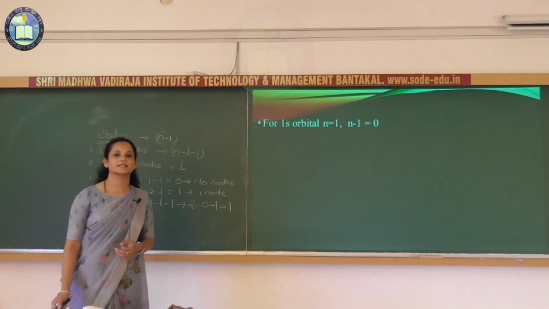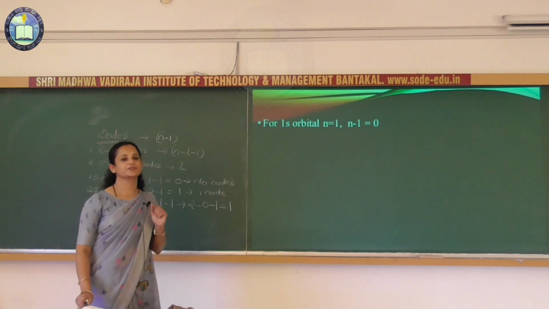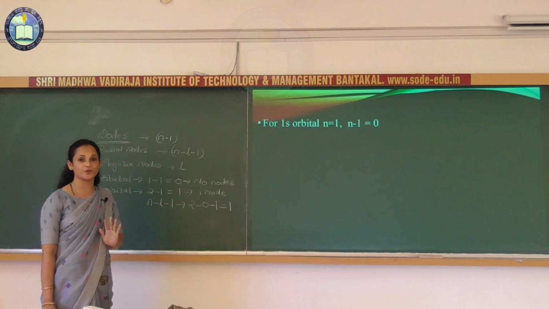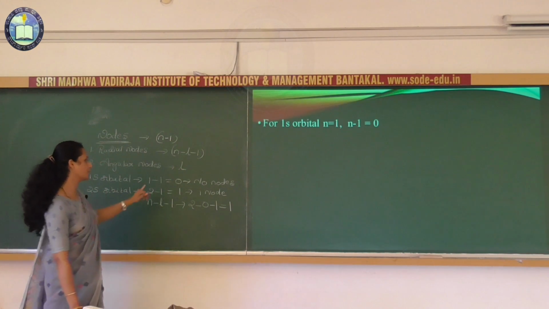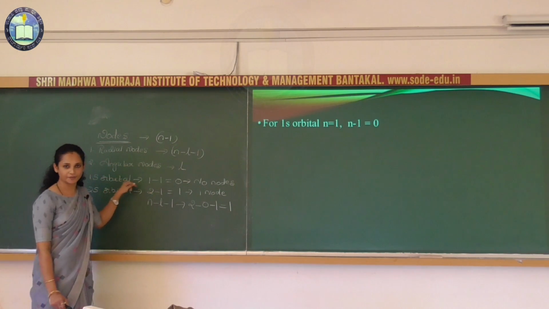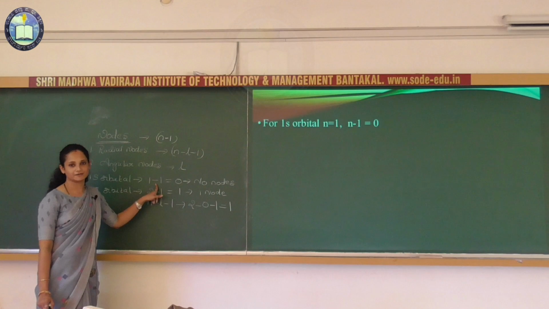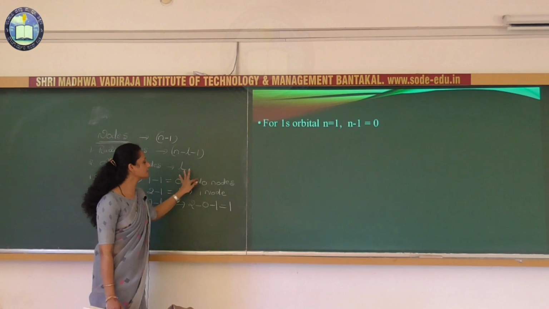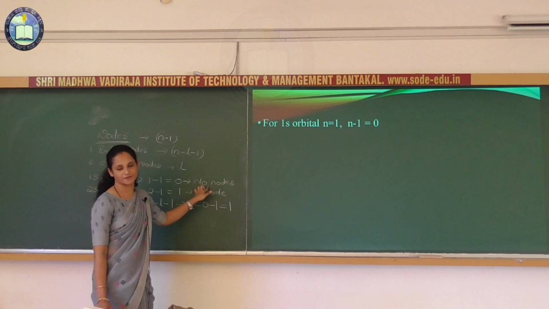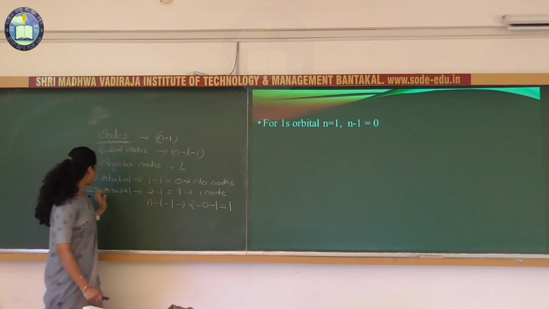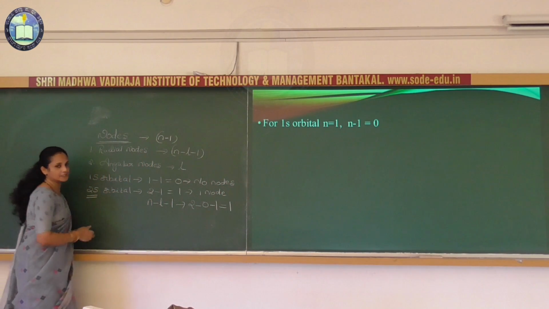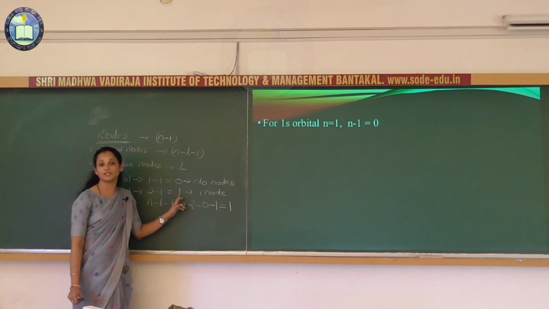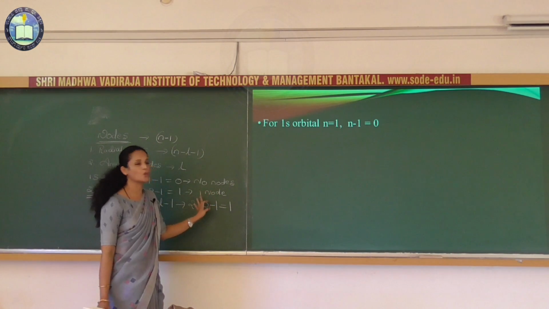Let us calculate the total number of nodes in the case of the 1s orbital. Let us see how many nodes, how many empty regions there are in the 1s orbital. For 1s orbital, n is equal to 1. 1 minus 1 is 0. No nodes. 0 means there are no nodal regions. But for the 2s orbital, n is equal to 2. Total number of nodes is 2 minus 1. There is 1 node. One node.